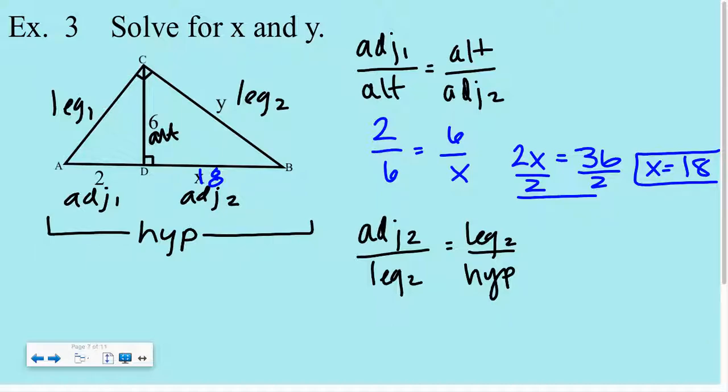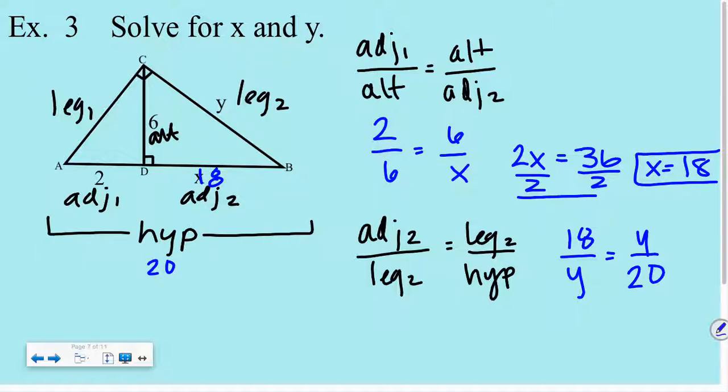Taylor, what should I substitute in for adjacent leg 2? 18, good. You said x, right? But we know x is 18, so I can just substitute 18 in there. Haley, what about for leg 2? Cool, and then I'd be the top of my next fraction, right? Taylor, what about the hypotenuse? Excellent. Your hypotenuse would be 20. I have to take 2 plus 18 to get the whole hypotenuse length.